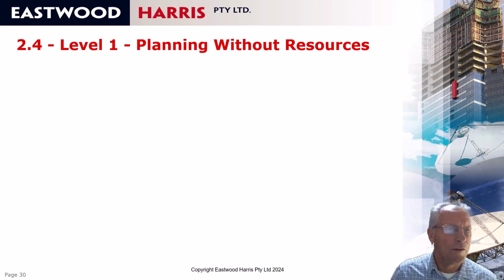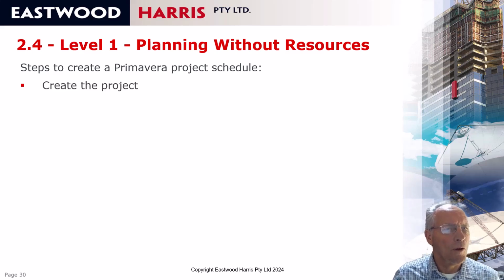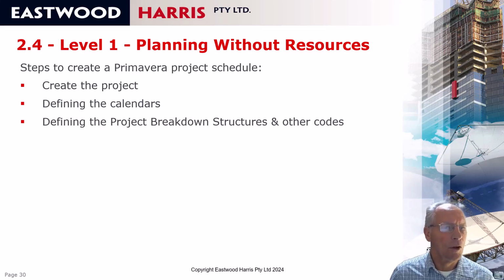So let's have a look at the steps for planning a project without resources. So first of all, you need to create a project in Oracle Primavera P6. You need to have a name and an ID. You then go and define the calendars. You then define the project breakdown structures and other codes.